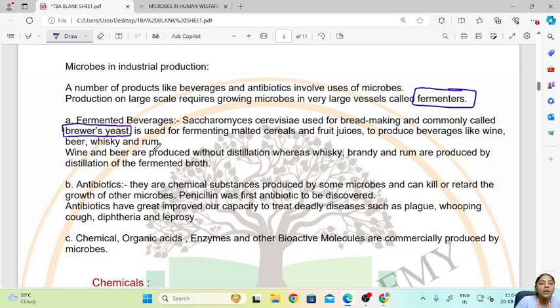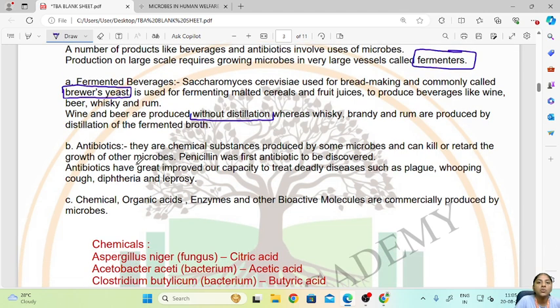Then wine and beer are produced without distillation. So there is no distillation process done in the production of beer and wine, whereas whiskey, brandy and rum are produced by distillation of the fermented broth. So in production of whiskey, brandy and rum, the broth which is fermented by this yeast is then further distilled and then it is packed or stored.